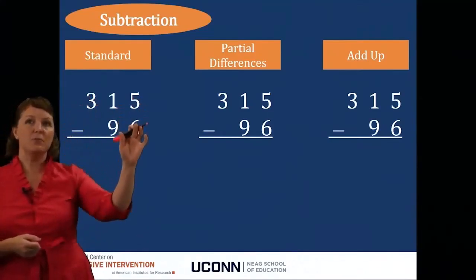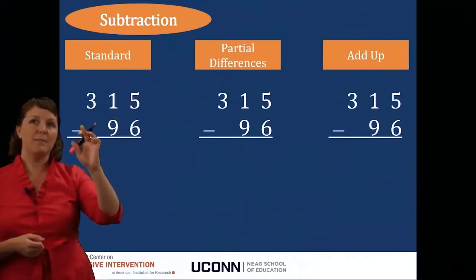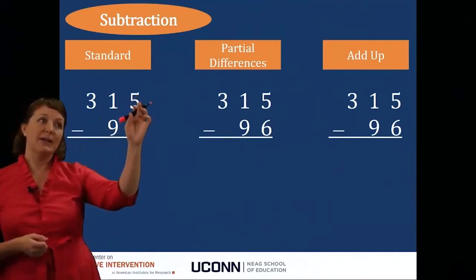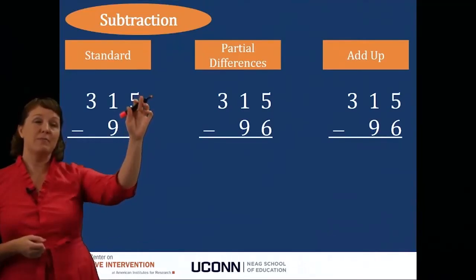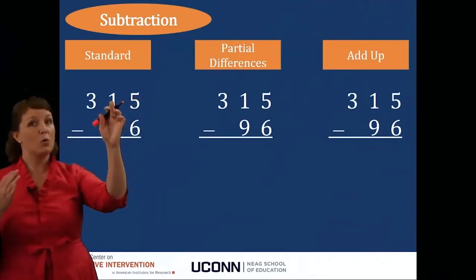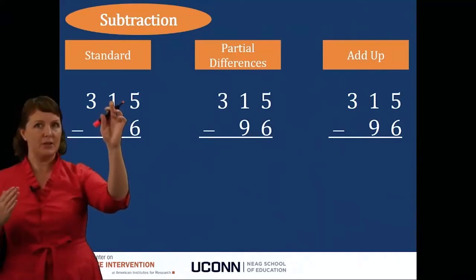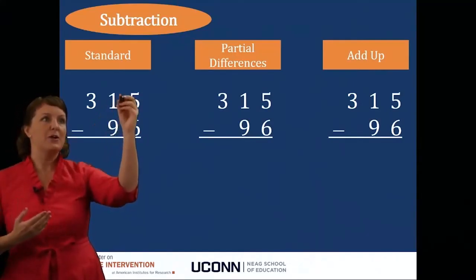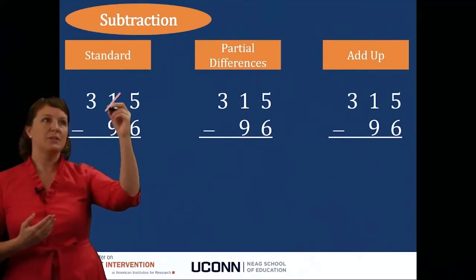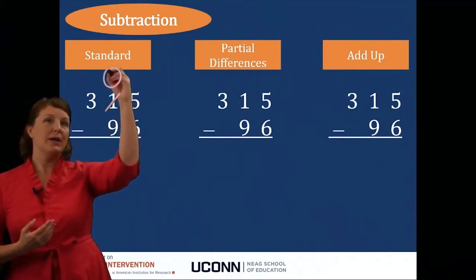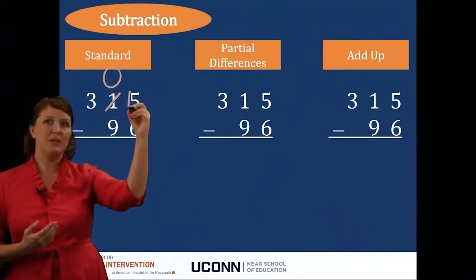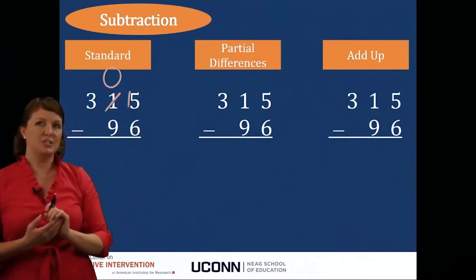I'm going to start here in the ones column, and I have 5 minus 6. So I cannot subtract 6 ones from 5 ones, so I need to regroup. Notice that I didn't say that other word. I'm not even going to say it, all right? So I'm going to regroup here. I'm going to regroup 1 ten for 10 ones. And I'm going to show my notation just like that.